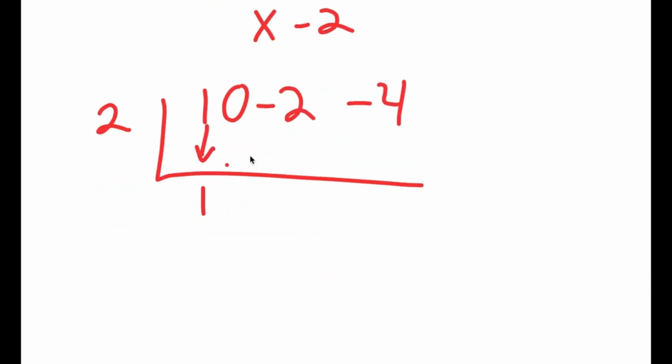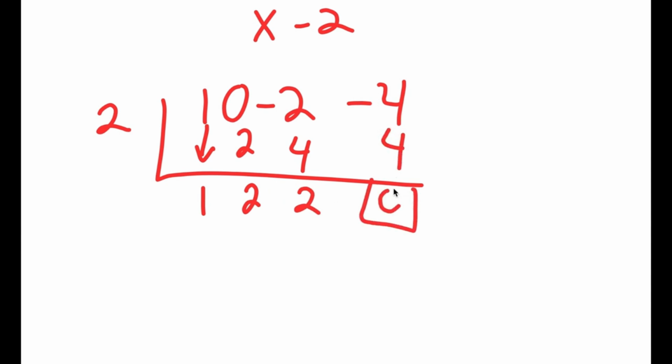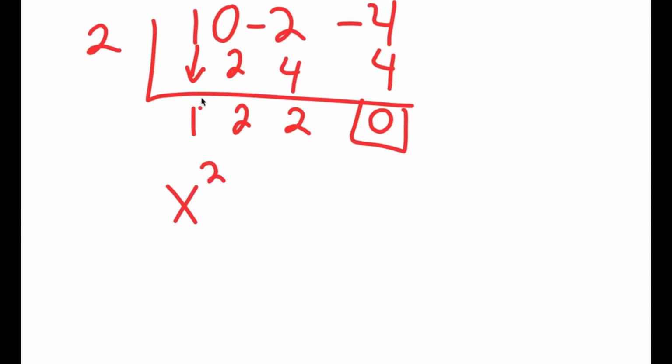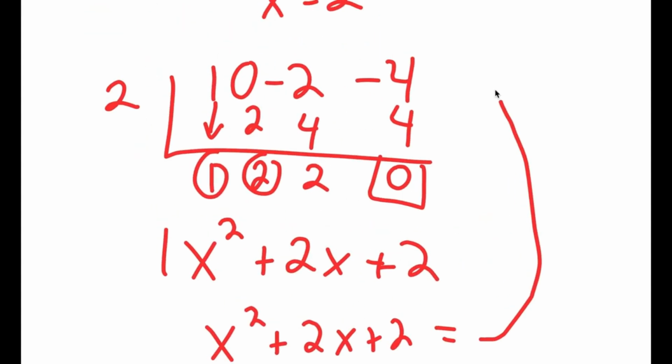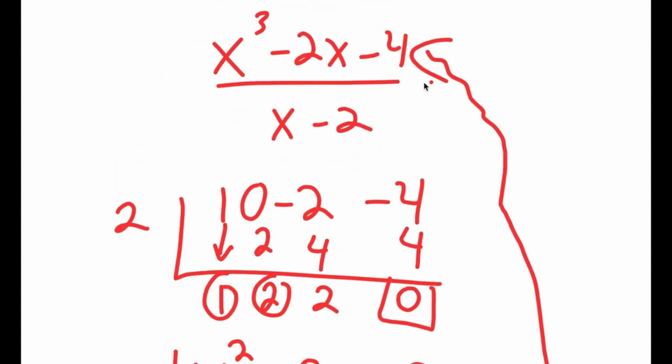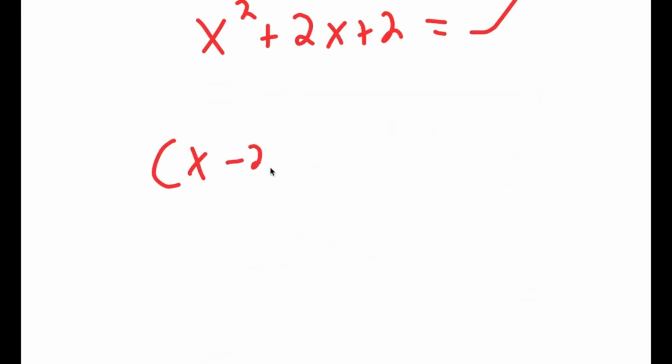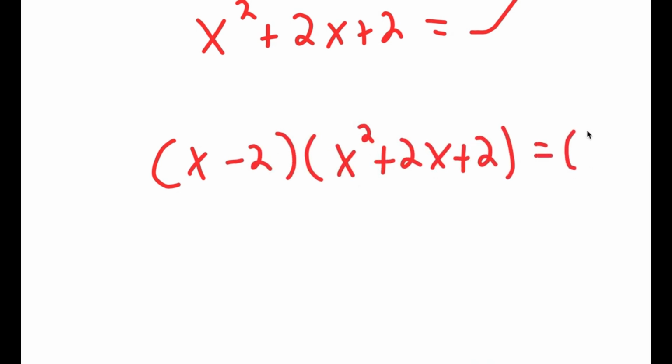Now, if we bring down 1, we get 2 times 1, which is 2. 0 plus 2 is 2. 2 times 2 is 4. -2 plus 4 is 2. And 2 times 2 is 4. -4 plus 4 is 0. So we have a remainder of 0, and we get x squared, our coefficient is 1, plus 2x, coefficient is 2, plus 2 at the end. So I get x squared plus 2x plus 2. And this also means that x minus 2 times x squared plus 2x plus 2 is equal to 0.